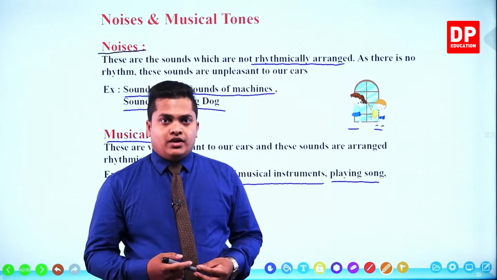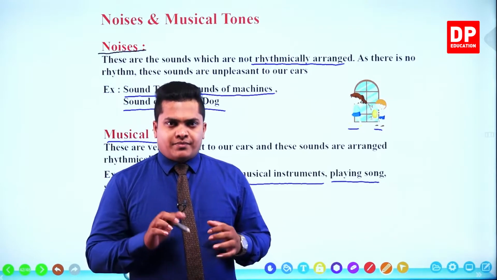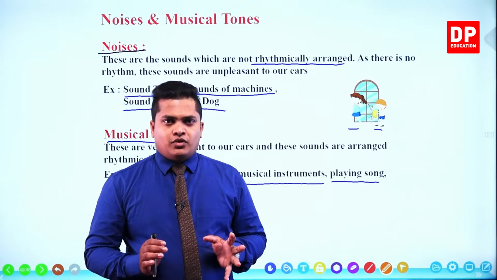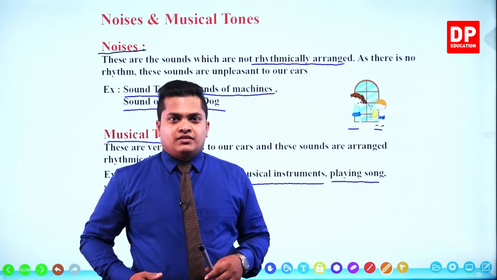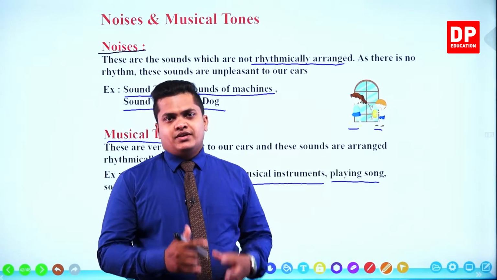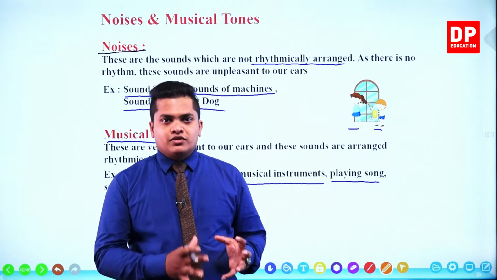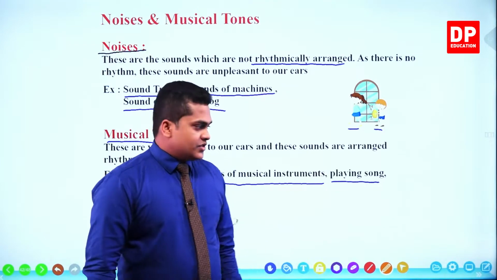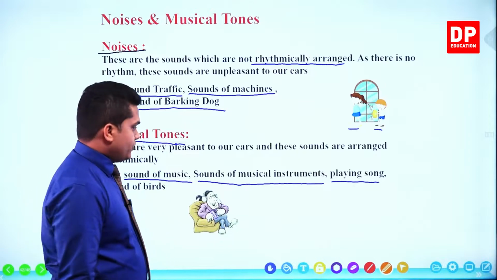Now I know that when you are at home, you tap on a desk or drum on a desk or on yourself, like this, to a rhythm, right? So that can also be considered as music, right? So playing a song or playing music can be considered as a musical tone.